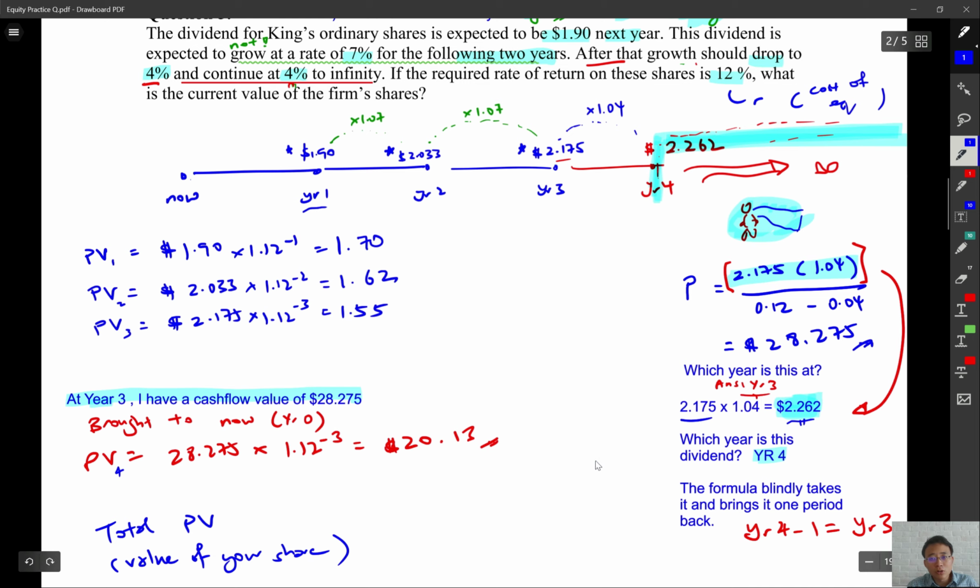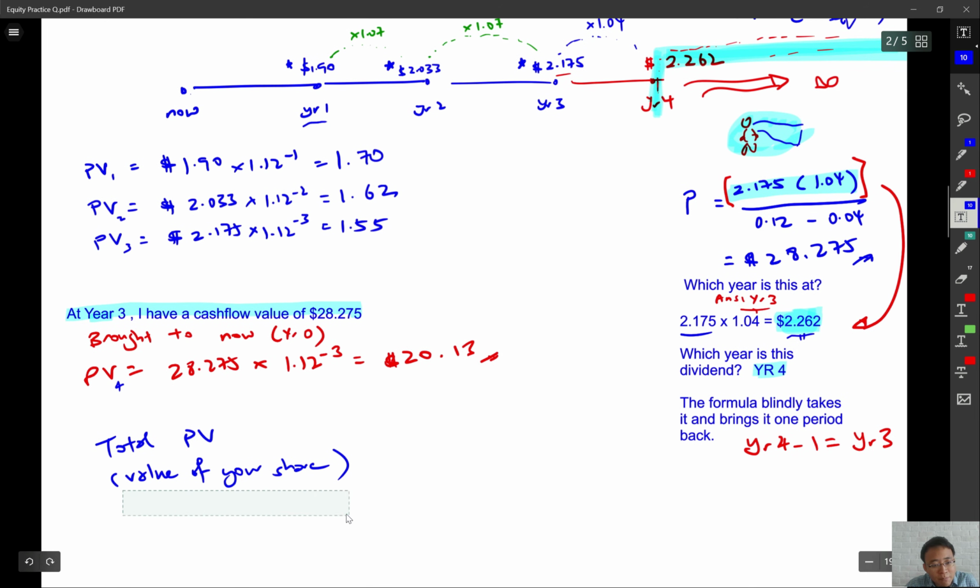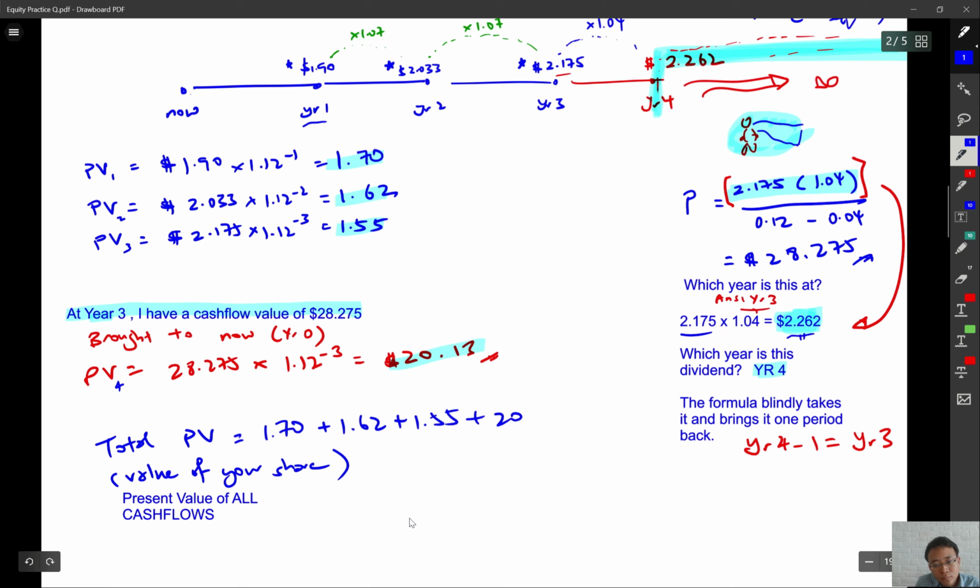Because if you recall, the value of our share is nothing but the present value of all cash flows. This is the way we value our shares. So now I've gotten the present value of all of them: first, second, third, and the final big guy. I just add them up. Totaling now is a very straightforward exercise. And folks, the answer I get is $25. Wow, what a coincidence, huh?